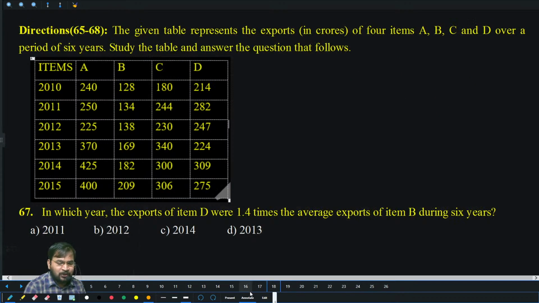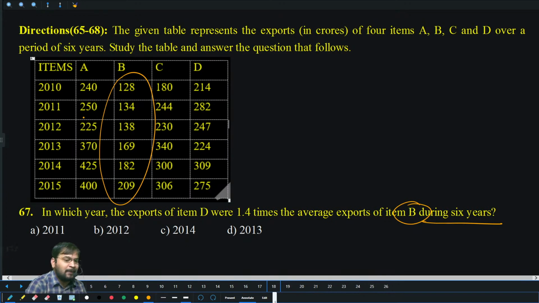In which year were the exports of item D 1.4 times the average exports of item B during the 6 years? First of all, we need to calculate the item B average. 12 plus 13 is 25, 25 plus 13 is 38, 38 plus 16 is 54, 54 plus 18 is 72, 72 plus 20 is 92, and so on, until the total is 960.